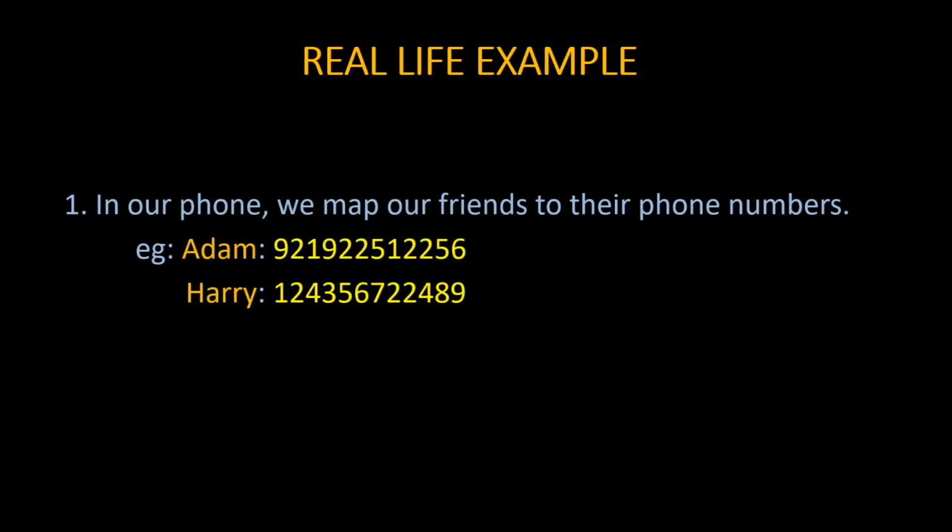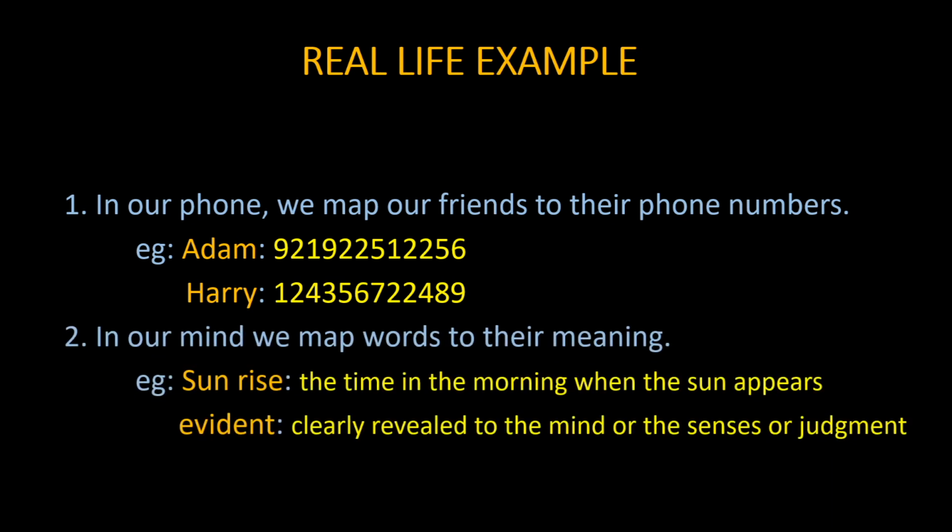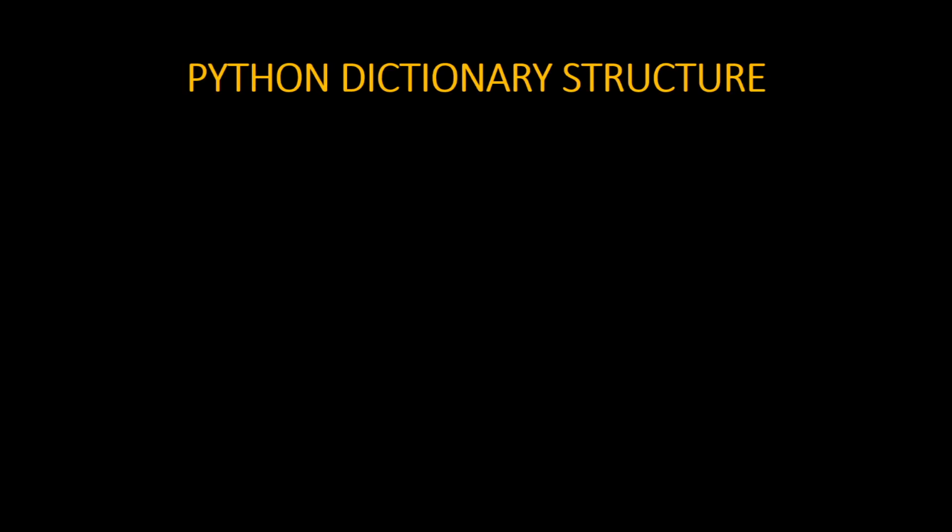So our first example is in our phone, we map our friends to their phone numbers. In our mind, we map words to their meaning, right? So let's go further and talk about Python dictionary structure. As we discussed before, a dictionary is nothing but the mapping from a word to its definition.